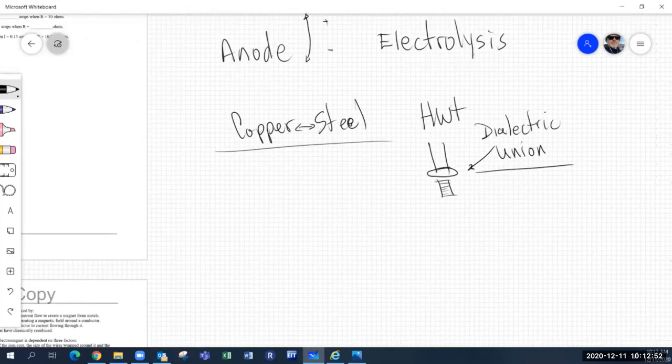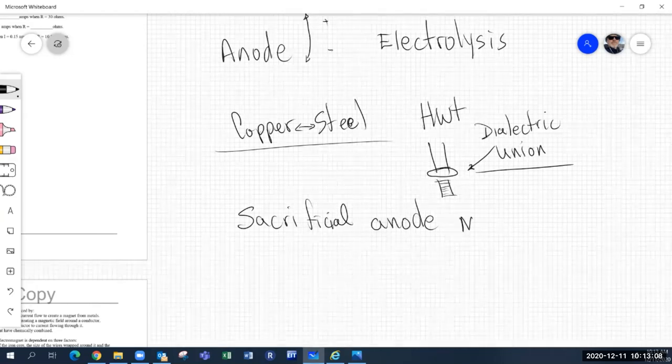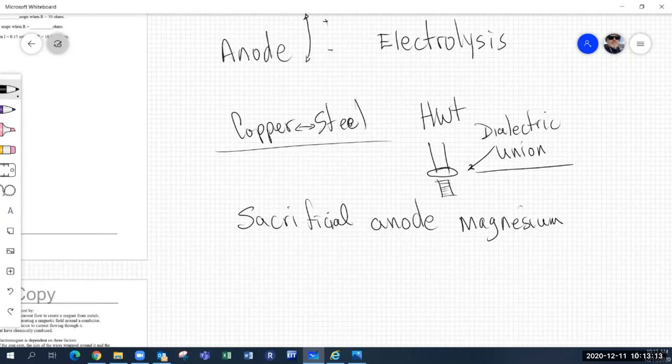In bigger piping systems that we have underground, we could use a sacrificial anode. And that sacrificial anode is usually made of magnesium. And they could tie this sacrificial anode right to the steel pipe. What would happen is the dirt would eat the magnesium before the steel pipe, making it last a whole lot longer.